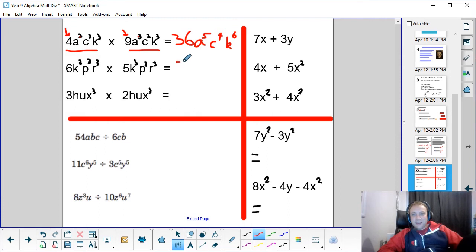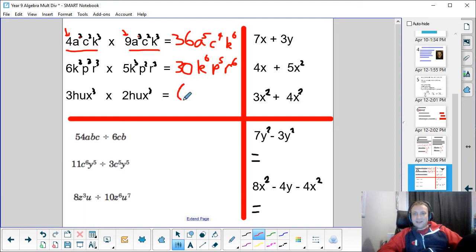So same thing again, I've got a 6 and a 5, that makes 30, because these are numbers, they're not powers. Right, we've got the letter K in both, so we can put the 3 K's here with the 3 there, give it a power of 6. With the P's, I've got 3 here, 2 there. That makes P to the power of 5, and then R has the power of 6 as well.